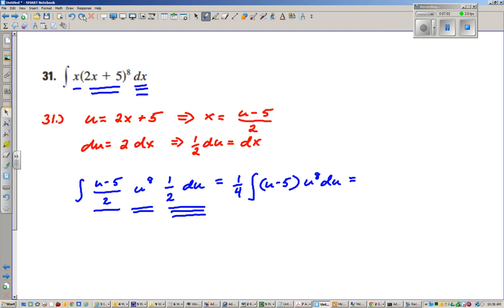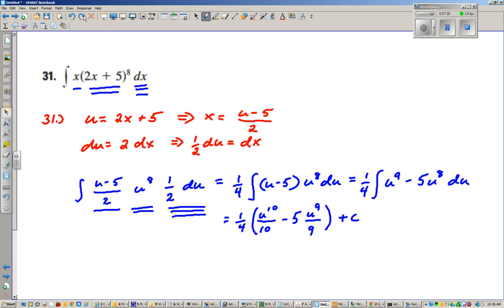Now this allows us to multiply through by the u to the 8th and write now 1/4 times the integral of u to the 9th minus 5 u to the 8th du. So let's evaluate that integral, and we've got that 1/4 out front. What will follow will be u to the 10th over 10 minus 5 u to the 9th over 9, and be careful that 1/4 goes with both terms.